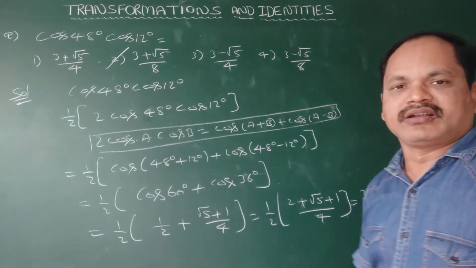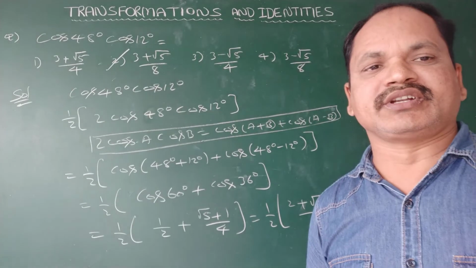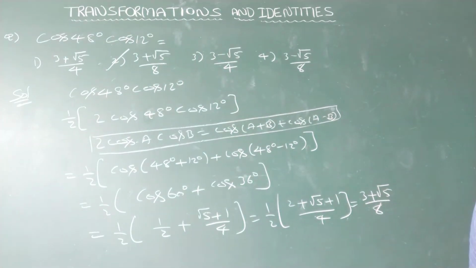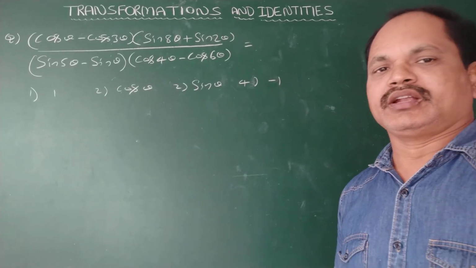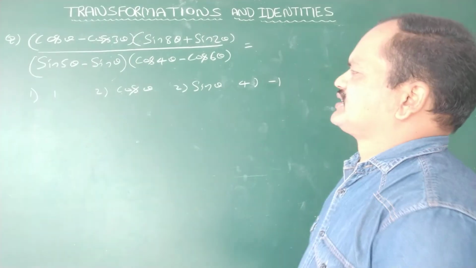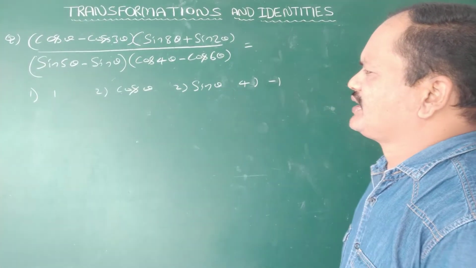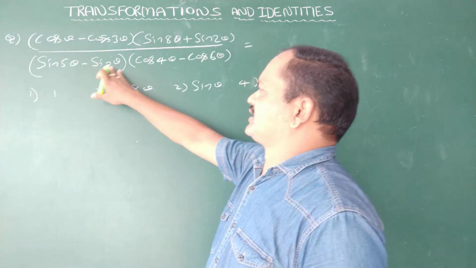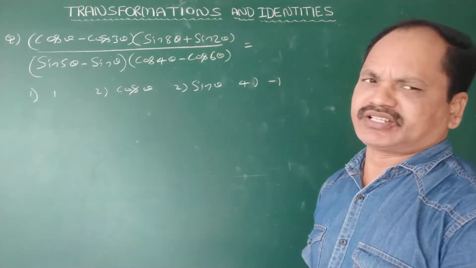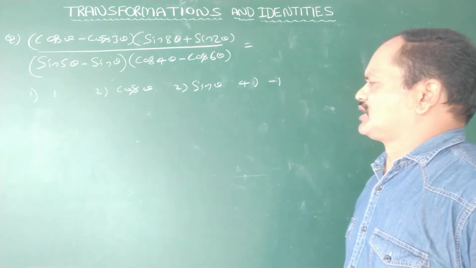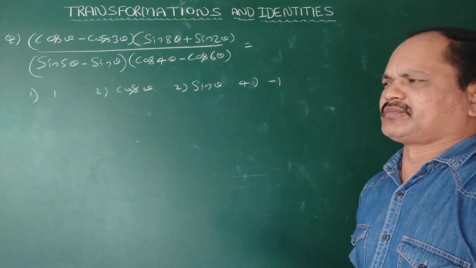That's all. Now we are going to another question that depends upon this concept. The question is: (cos theta minus cos 3 theta) times (sin 8 theta plus sin 2 theta) whole by (sin 5 theta minus sin theta) times (cos 4 theta minus cos 6 theta) is equal to: first option 1, second option cos theta, third option sin theta, fourth option minus 1.